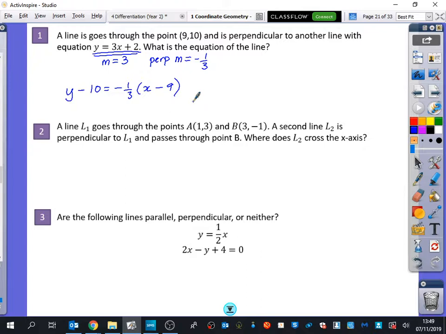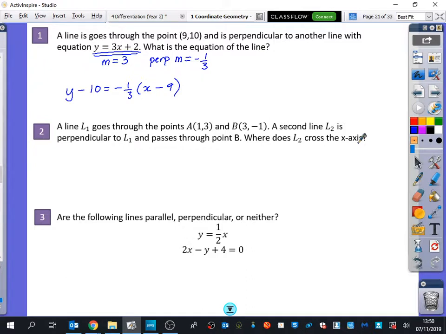So, the second one that we've got here: a line goes through the points A and B. A second line, L2, is perpendicular to L1 and passes through the point B. Where does L2 cross the x-axis? Ooh, there's actually quite a lot of information packed into just 2 lines of working out here. Rather than trying to work out where L2 crosses the x-axis, what do you think we should actually do before we try and work out where it crosses the x-axis?